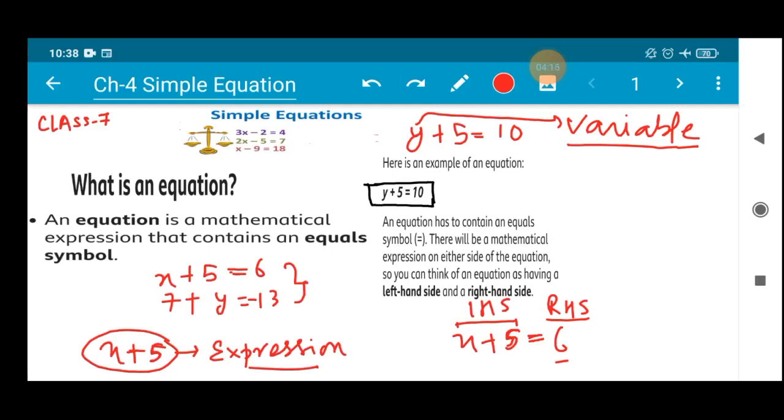Yes, y can be anything in order to have a 5, right? So y can be 5, or any other number which will make up 10.